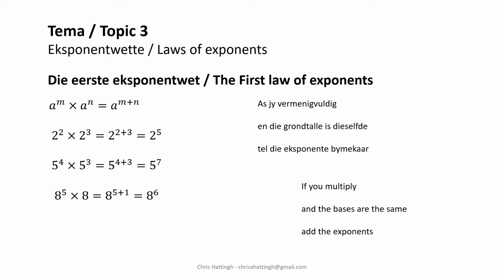The next example, 8 to the power of 5 times 8 will be 8 to the power of 5 plus 1. Remember, if you got a number without an exponent, there's a little hidden 1. So that 8 will be 8 to the power of 1. So it will be 5 plus 1, and that will give you 8 to the power of 6.